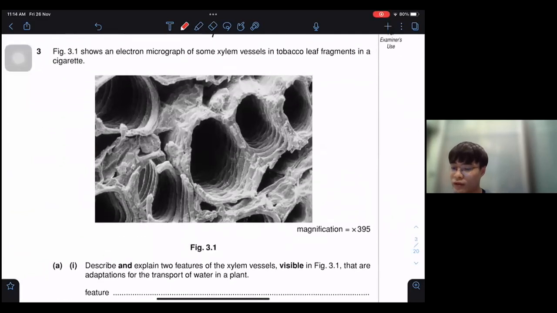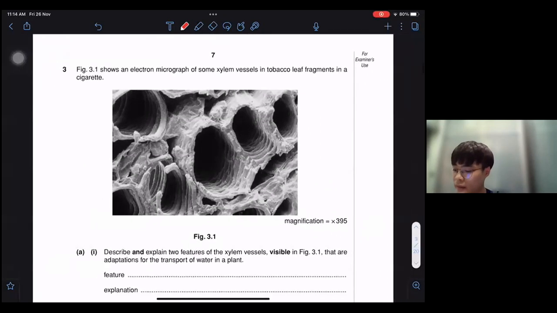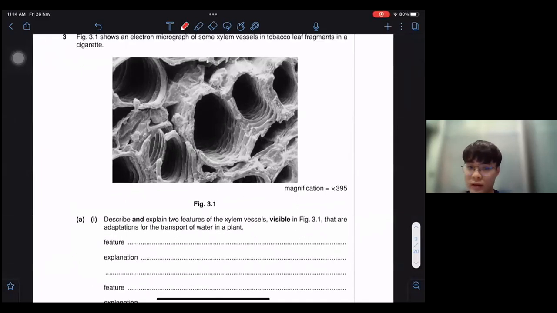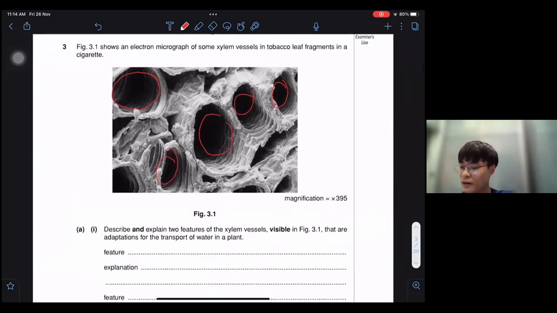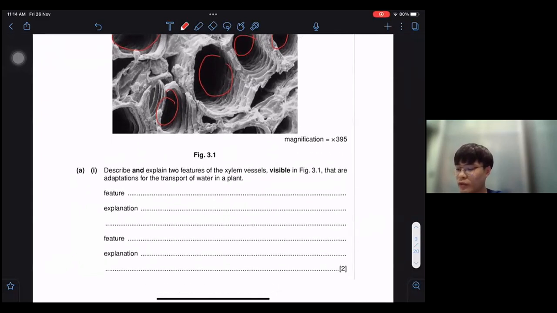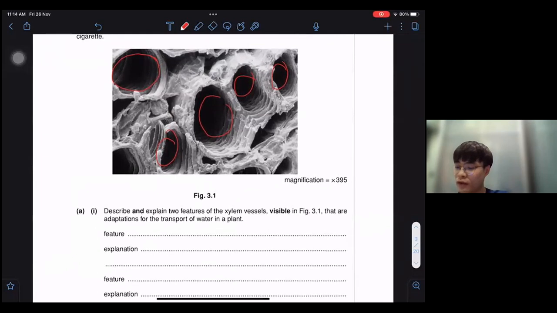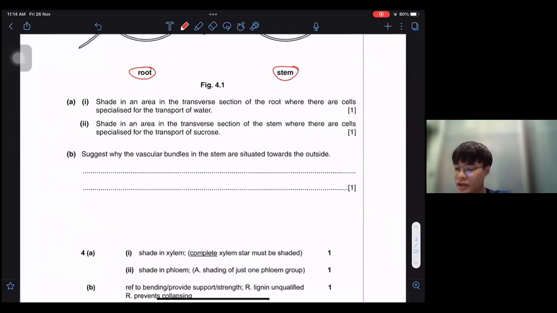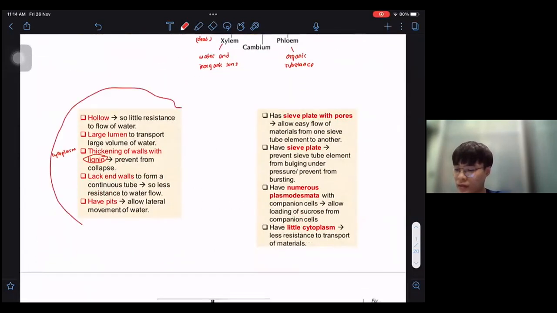Okay, next question. Figure 3.1 shows an electron micrograph of some xylem vessels in a tubercle leaf fragment. So this is a picture of xylem vessels. And the question asks: describe and explain two features of the xylem vessels visible in figure 3.1 that are adaptations for the transport of water in plants.